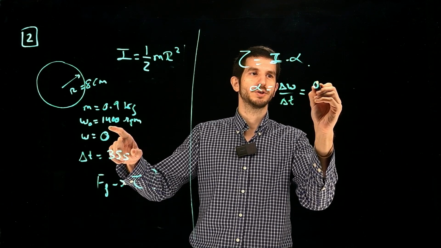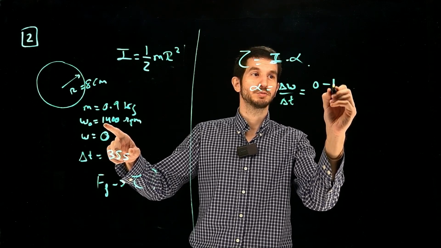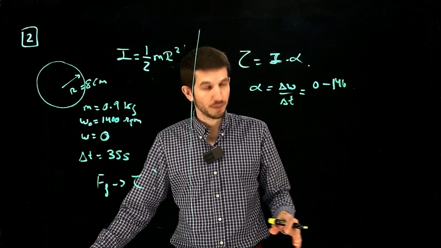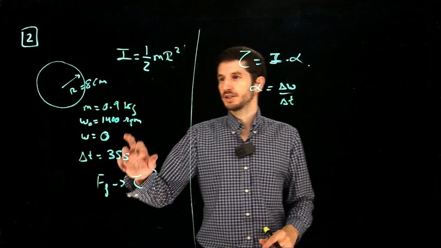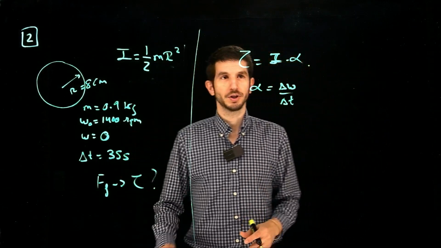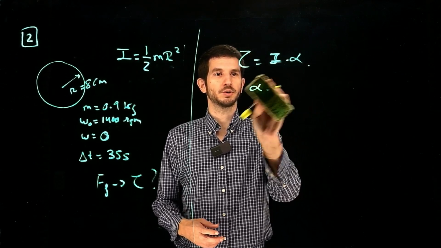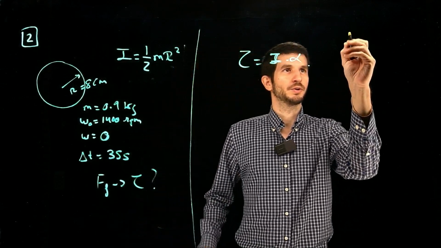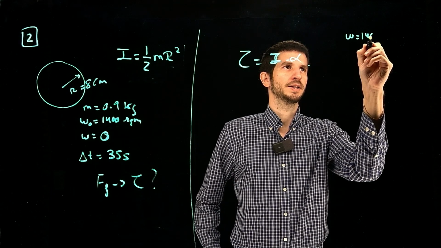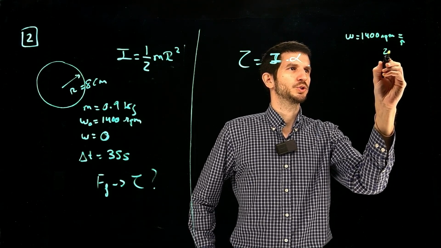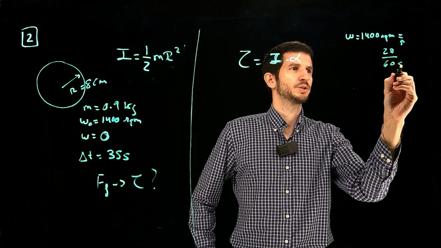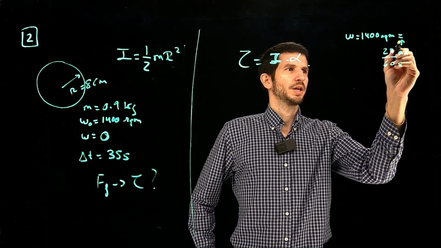That's going to be the initial minus the final, minus the beginning. Before we do that, this is in revolutions per minute. So first of all, we need to convert that into radians per second, or the entire thing is going to go bad. So let's start from 1400 revolutions per minute. We remember that a revolution is 2 pi in 60 seconds. So now this converts into radians per second.